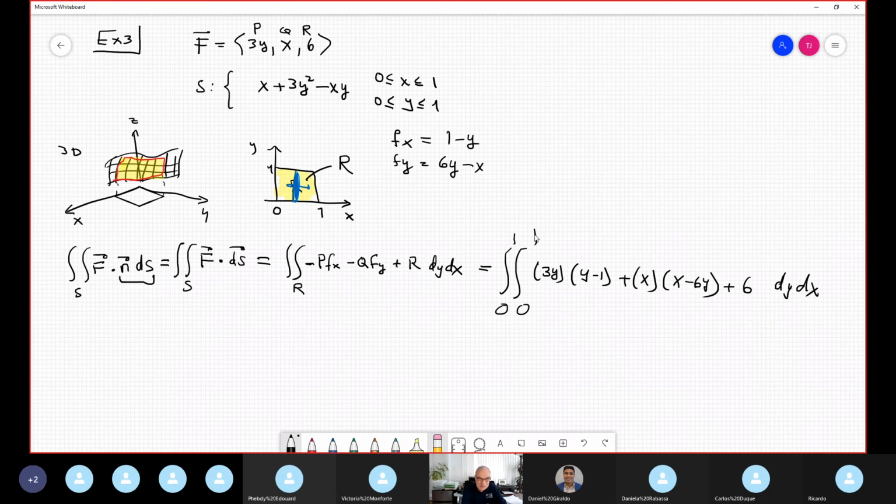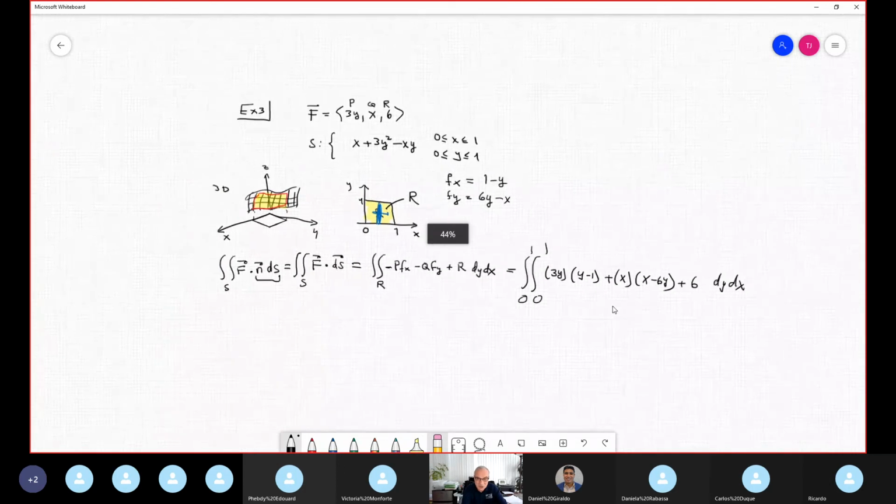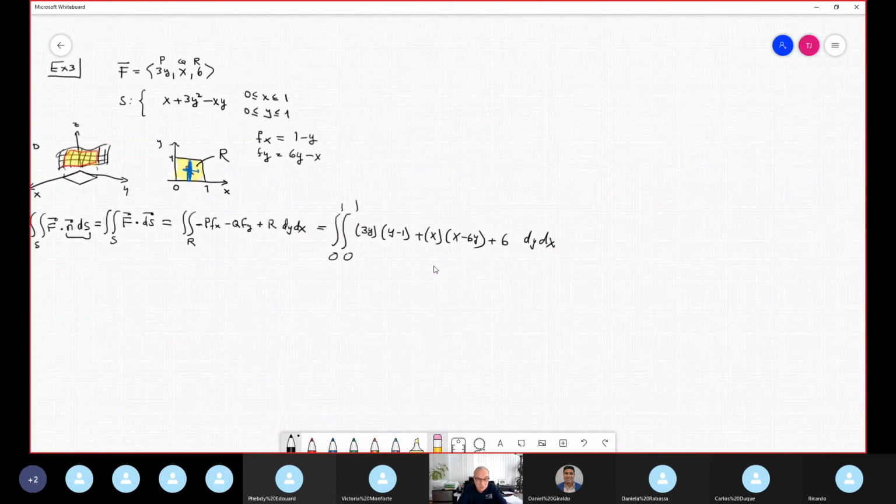The rest is super easy. The rest is multiplication, separate, this is Cal 1. And the answer is 13 over 3. Boom. It's the flux in that case. Any question?